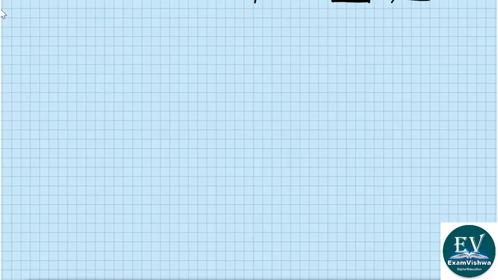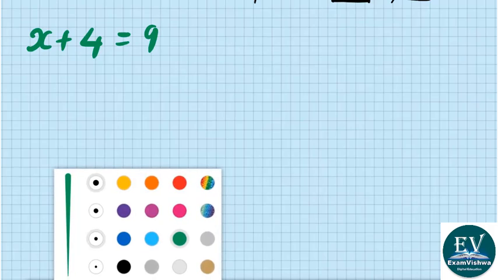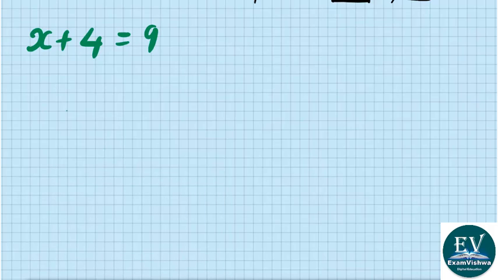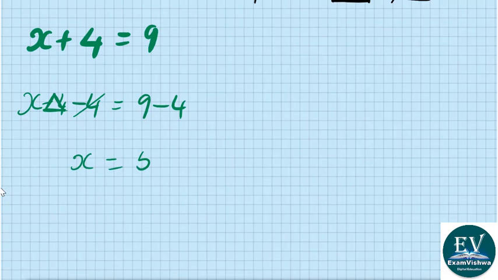For example, if it is given x plus 4 is equal to 9, it's an equation. That means we should know what is x. We should remove 4. So what we will do, x plus 4 minus 4 is equal to 9 minus 4. Plus 4 minus 4 finished. That means 0. x is equal to 5. Understood? We solved the equation.